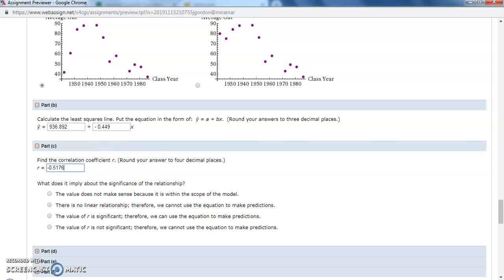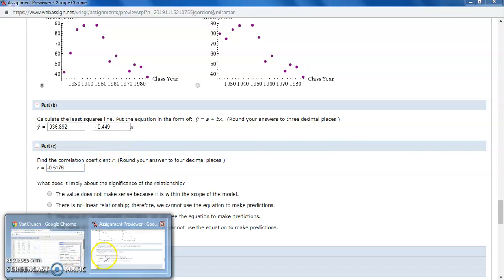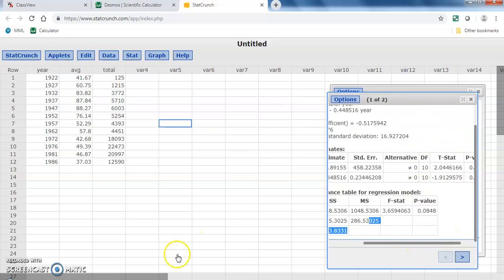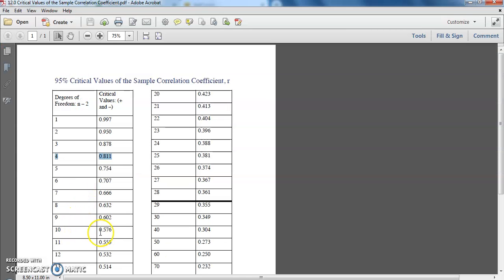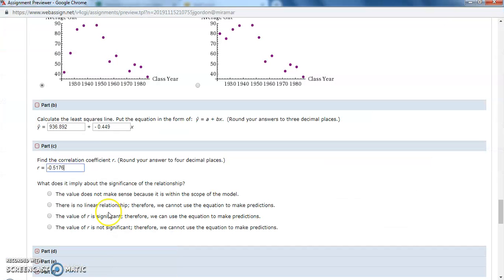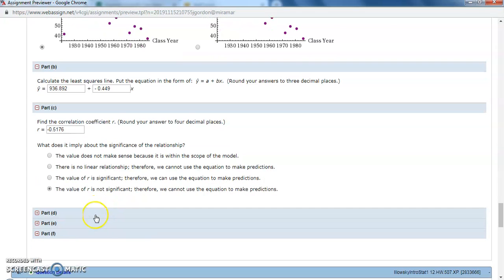Is this significant? Our degrees of freedom is listed right here. Our degrees of freedom is 10. So anything between negative 0.576 and 0.576 is considered not significant. And since ours is within that range, this is not significant. So the value of R is not significant.